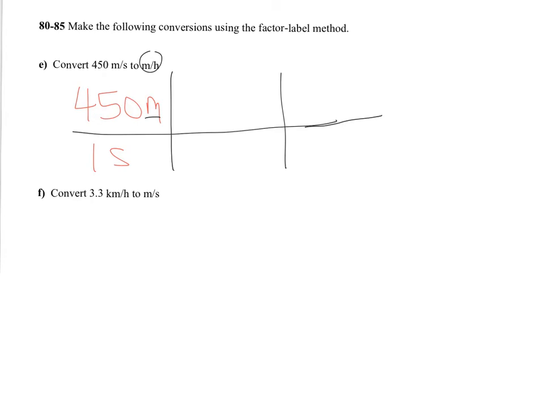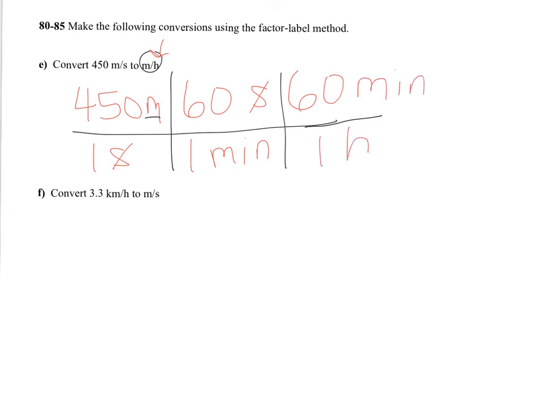So we're going to say, what's the next level up from seconds? So we can say minutes. So 60 seconds are in 1 minute. Now we can cancel our seconds. But we're not quite there yet because we want to be in hours. So how do we get from minutes to hours? Well, we say 60 minutes are in 1 hour. Now we can cancel our minutes. And we are left with meters per hour. So now you have to do the math and figure out the actual number.